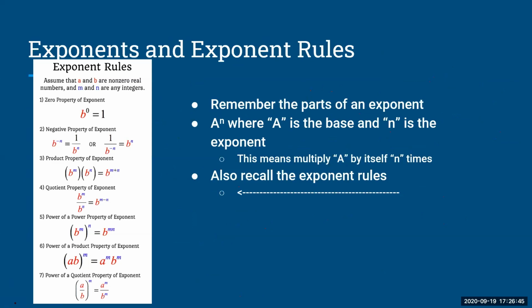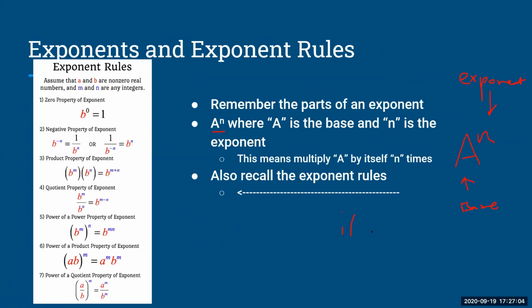So, all right, exponents and exponent rules. Remember the exponent form: a to the n, where a is the base and n is the exponent. And this just tells us that you multiply a by itself n times.